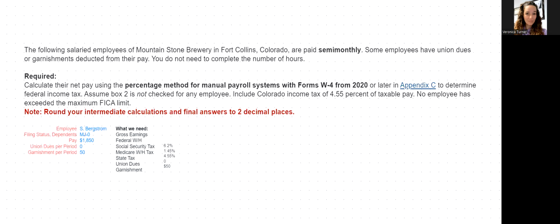Let's read the question first. It says, the following salaried employees of Mountain Stone Brewery in Fort Collins, Colorado, are paid semi-monthly. Some employees have union dues or garnishments deducted from their pay. You do not need to complete the number of hours. What's going to be required is calculate their net pay using the percentage method for manual payroll systems with forms W-4 from 2020 or later.